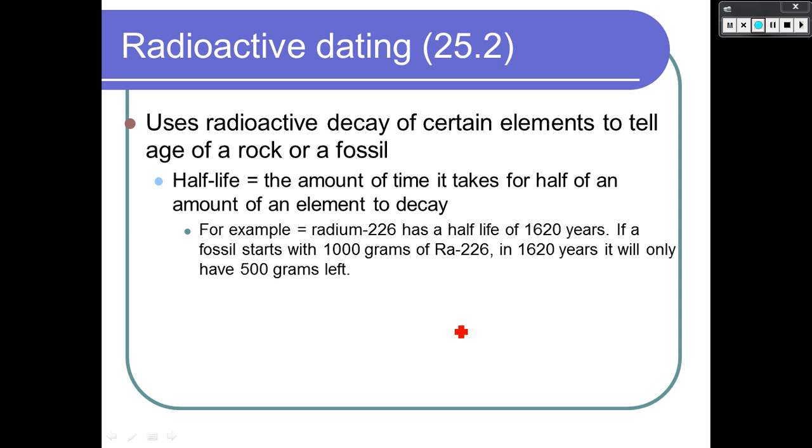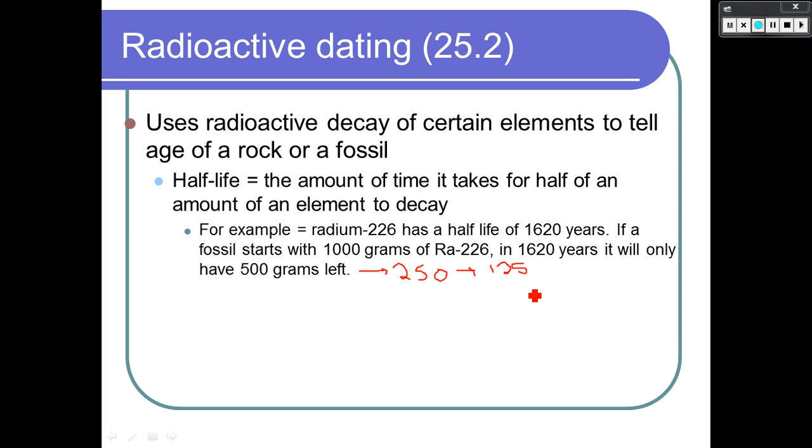Now, some people get confused and they say then in another 1,620 years, it will have none left. That's not true. It has half of whatever was left before. So in another 1,620 years, it will have 250 grams left. In another 1,620 years, it will have 125 grams left, and so forth and so on. And notice if you keep cutting things in half, you're going to get smaller and smaller and smaller amounts, but you actually never reach zero.